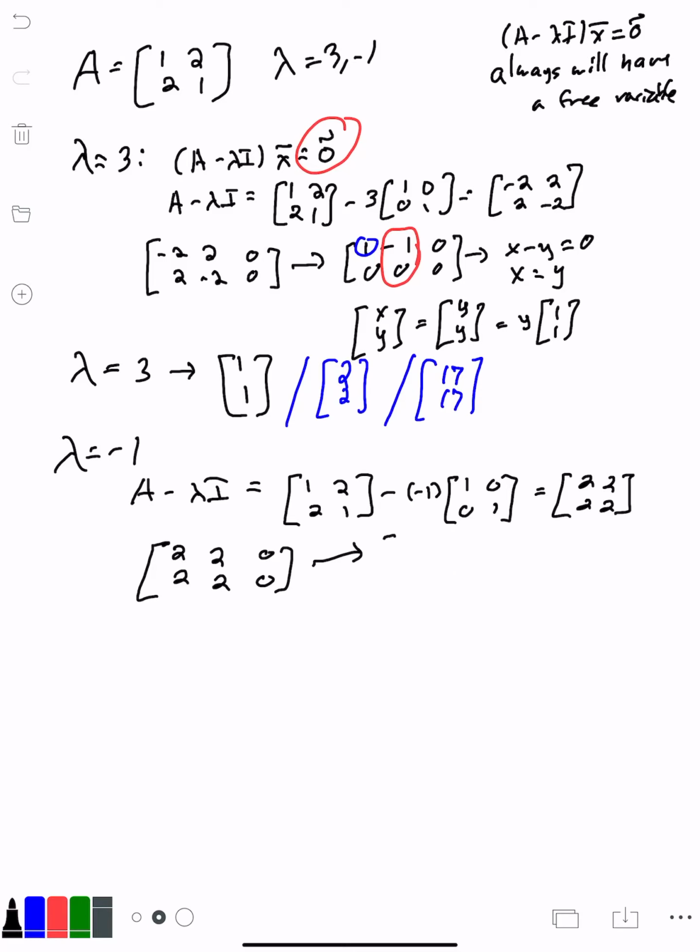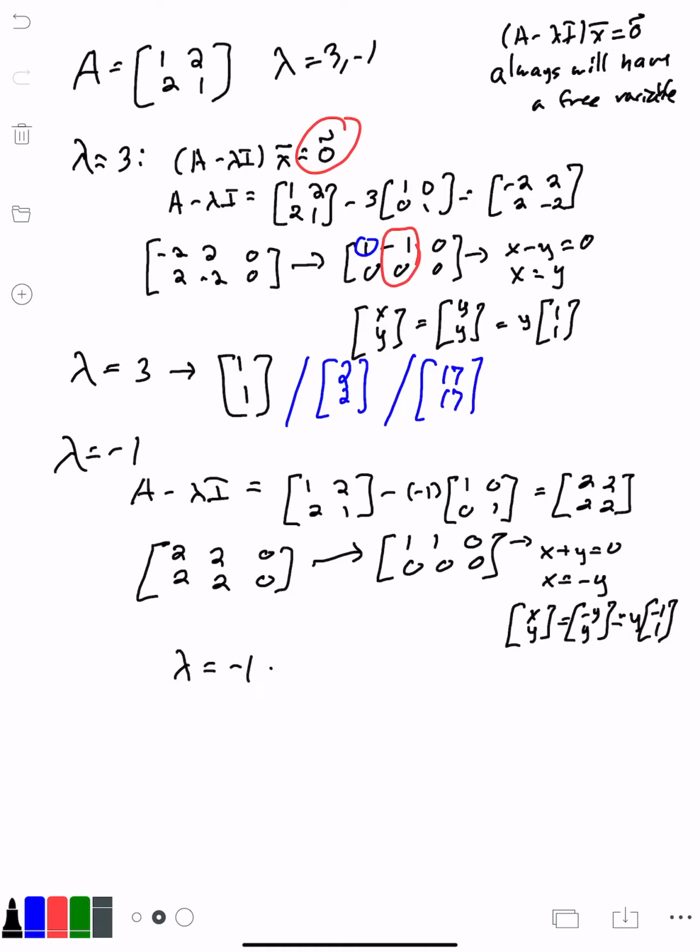And we do our reduced row echelon form, and we're going to get this. Once again, we have one pivot and one free variable. And if we write out the equation, it's x plus y is 0. So x is negative y. So my solution x y is negative y, y, which is y times -1, 1. And so that means for lambda is -1, my eigenvector is the vector -1, 1.